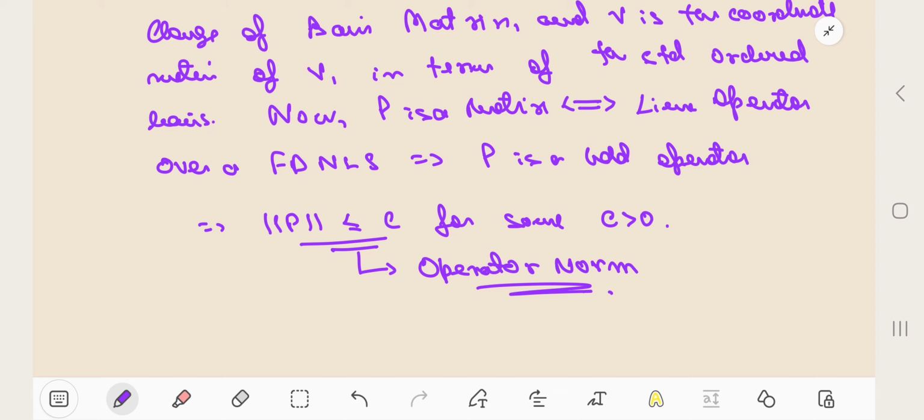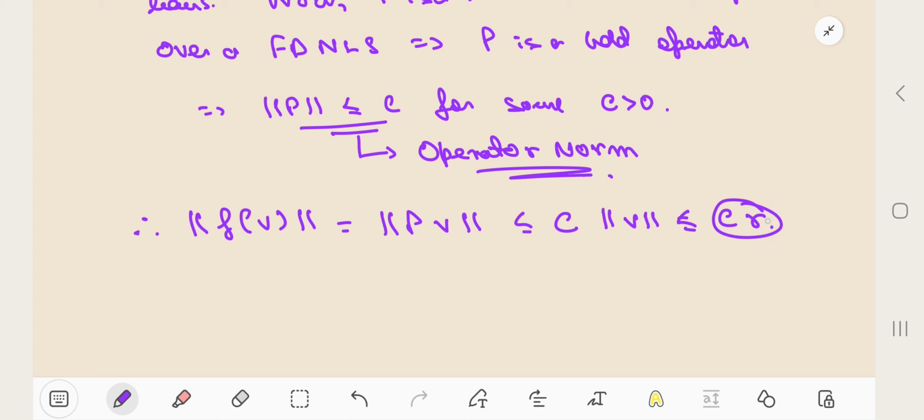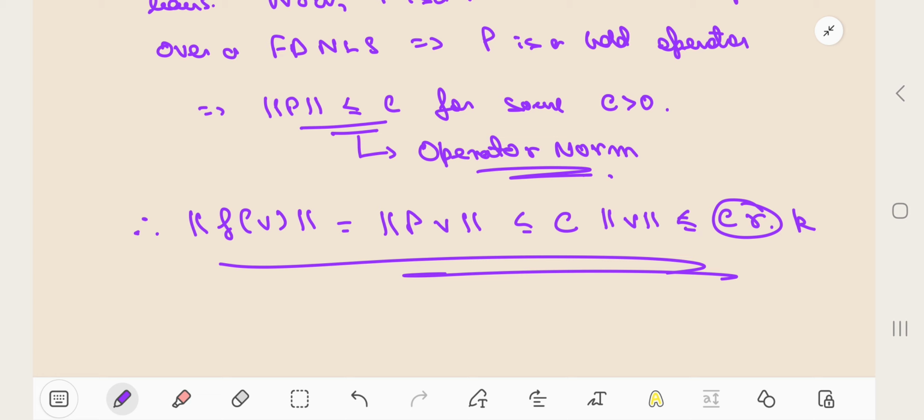Okay, so yeah, this happens. Therefore the norm of f(V), which is just the norm of P times V, should be less than or equal to C times the norm of V, which is less than or equal to C times R. So I can just assume this to be K, and this simply says that f(V) is bounded, because if the norm of f(V) is less than or equal to K for every V coming from B(0, R), that implies that the space of the images of every vector coming from B(0, R) is contained in a closed ball of radius K centered at the origin. In other words, it is bounded.